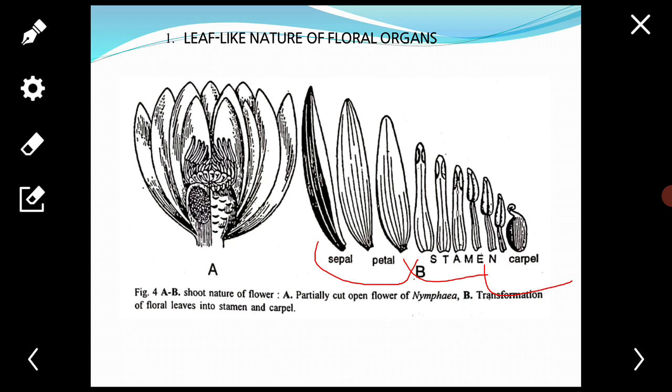Students, the topic of flower as a modified shoot and functions of various floral parts is finished in this video, and in the next video we start the next topic of embryology, plant embryology. Thank you.